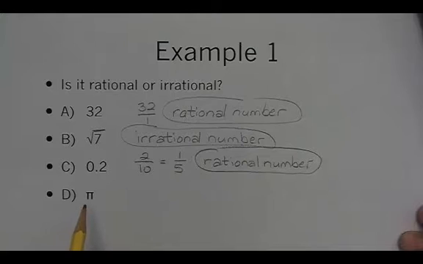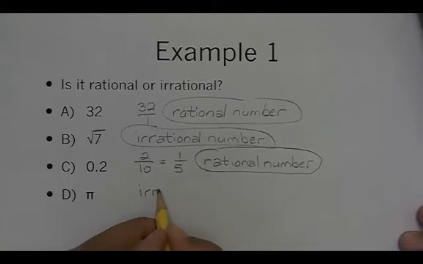And the last one is pi. Pi is one of those numbers like e that go on forever and ever and ever and change. So of course pi and e are irrational numbers because you can't write them as fractions as well.